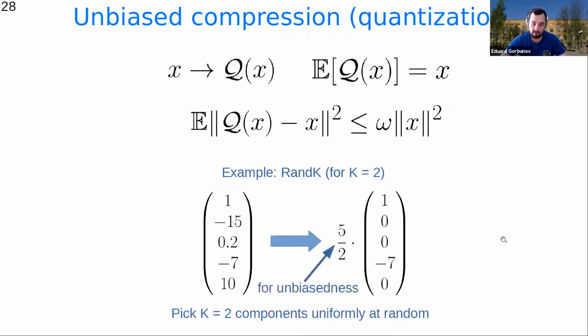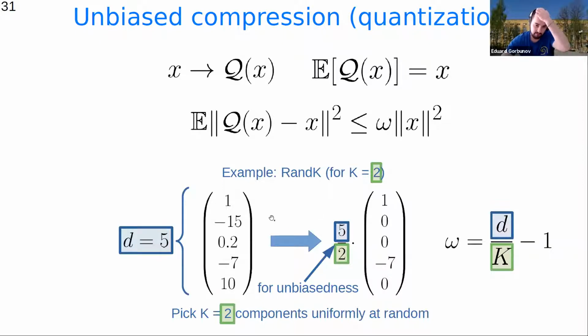So in this case, we also pick just K components uniformly at random. In this case, it's K equals 2. And we also multiply the resulting vector by some number which is needed for unbiasedness. The denominator here is the number of components we want to keep in the vector, and the numerator is the number of dimensions, so it's the number of parameters. And omega for this operator equals d over k minus 1. In this special case, d equals 5. So this is roughly how RandK works.